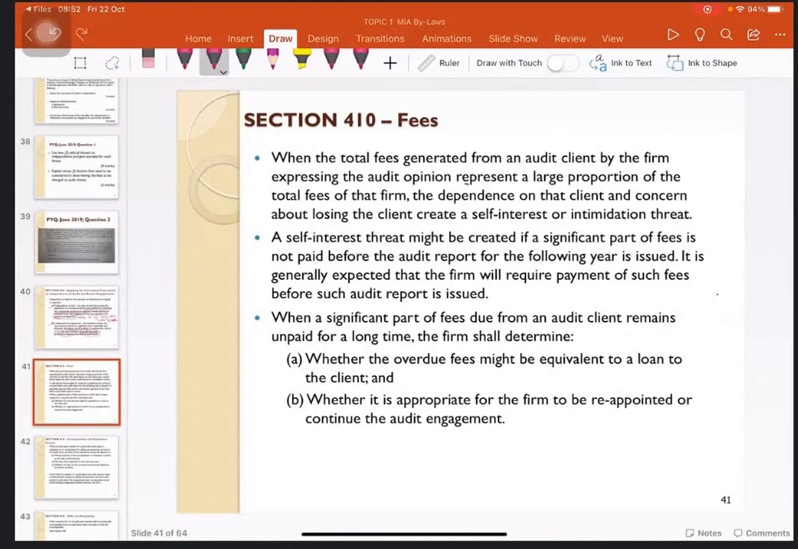Okay, the next one is section 410. They talk about the fees, okay. When the total fees generated from an audit client by the firm expressing the audit opinion represent a large proportion of the total fees of the firm, the dependence on that client and concern about losing the client create a self-interest threat as well as an intimidation threat. Okay, can you understand this one, class?